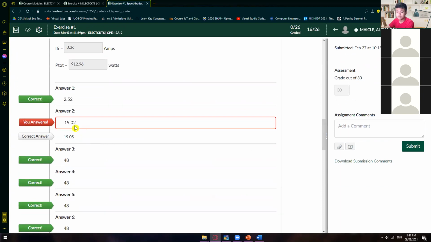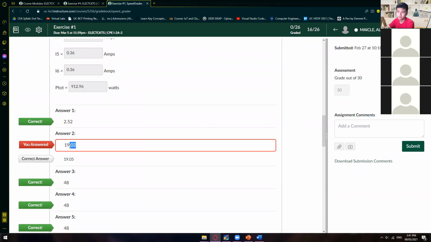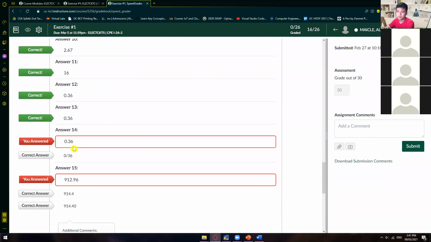There is a difference when it comes to answers, wherein you got 19.02 and 0.36. This is my mistake. His answer is 0.36, but the correct answer was written as 0 divided by 36. I already made the correction and changed the correct answer. So this will be counted as a correct point since the correct answer is 0.36, not 0 divided by 36.